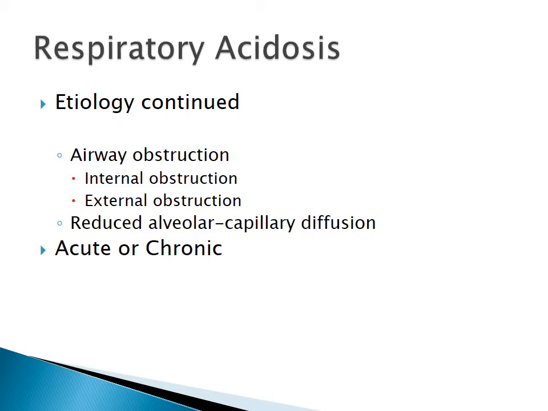This all can occur acutely, or it can occur on a chronic basis. If it's acute, we're going to see the pH drop below 7.35, but if it's chronic, often the pH will remain within normal limits because the body compensates, and it compensates for quite a long time.